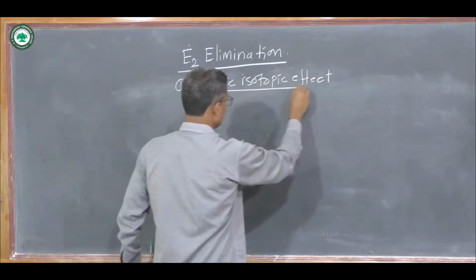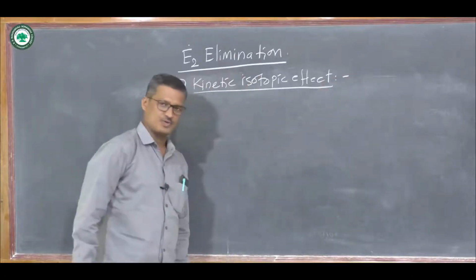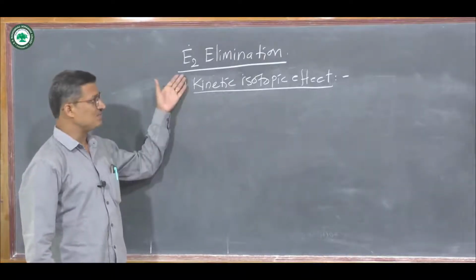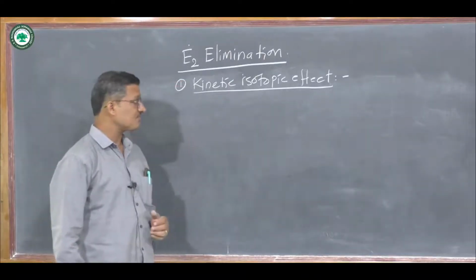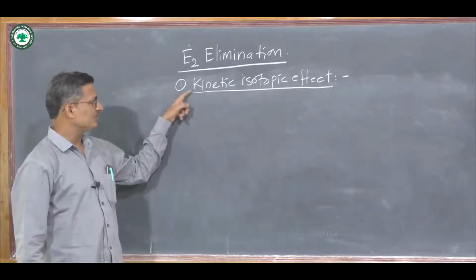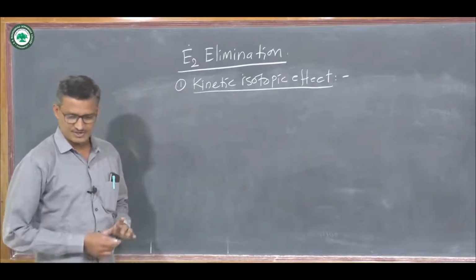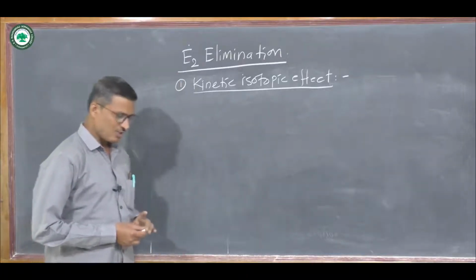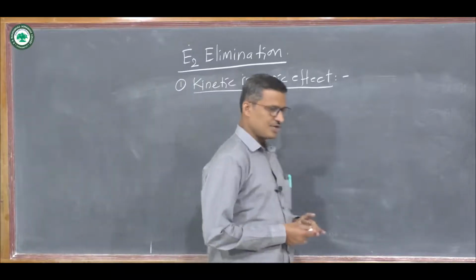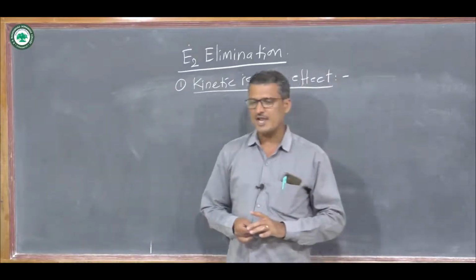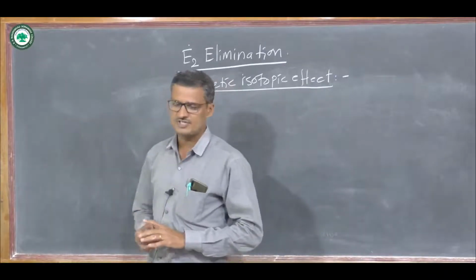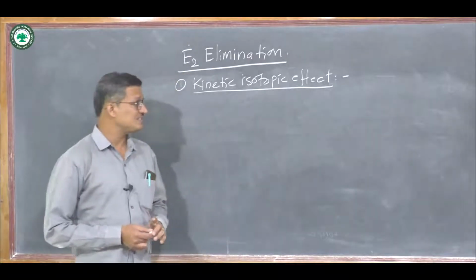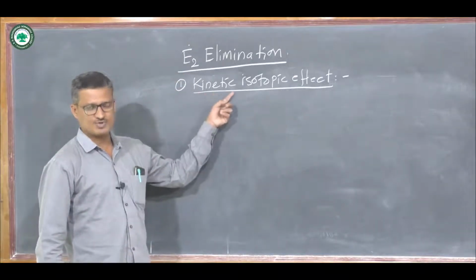This is the kinetic isotopic effect. This is the first proof. We want to prove the mechanism of E2 elimination, so we have to prove the kinetic isotopic effect. So this is the first evidence for the mechanism of the E2 elimination. What is meant by the kinetic isotopic effect? In any reaction, if we change any atom with its isotope, and the rate of reaction is changed, then this process is called a kinetic isotopic effect.